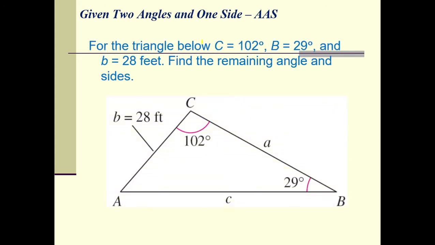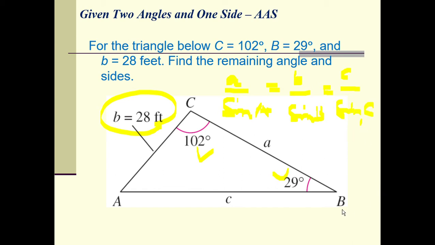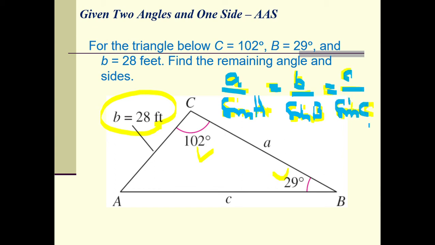So given two angles and one side, we're looking for the remaining angle and sides. Pwede natin solve niya kasi, di ba? A over sine of A equals B over sine of B equals C over sine of C. Kaya lang medyo malabo. Palitan natin. A over sine A, B over sine B, C over sine C. Ayan, di ba?